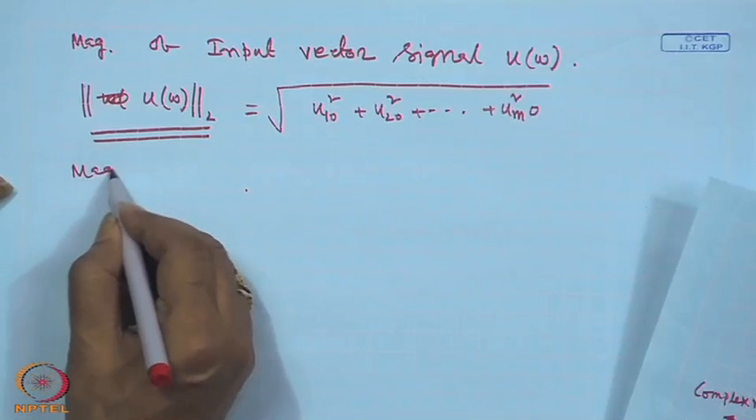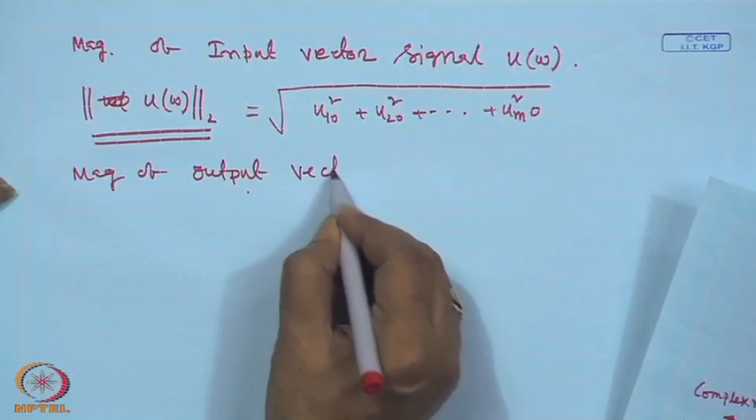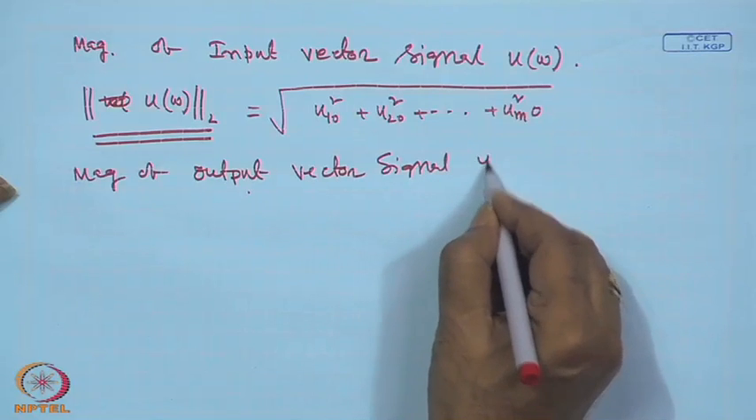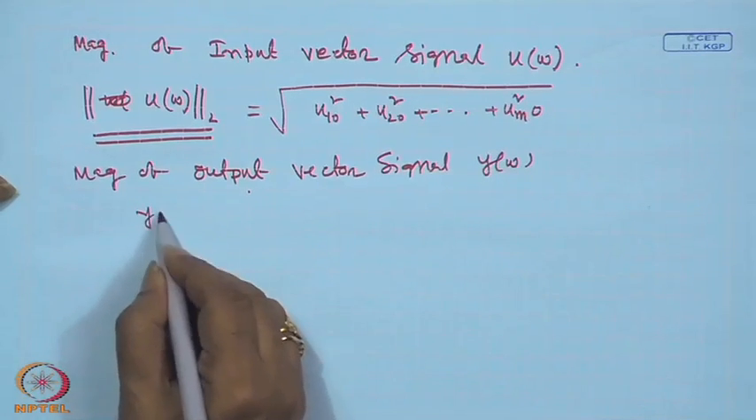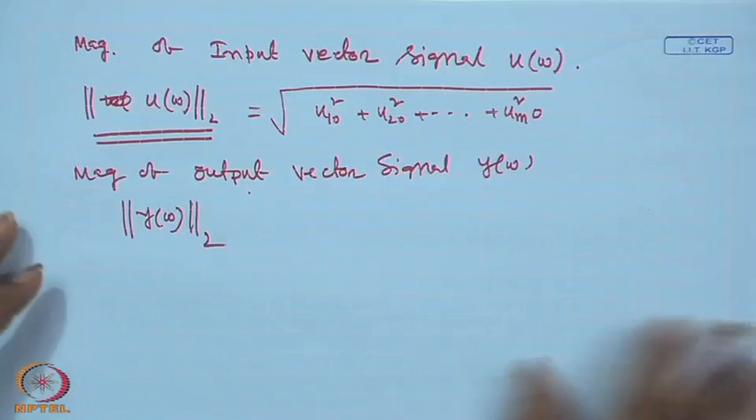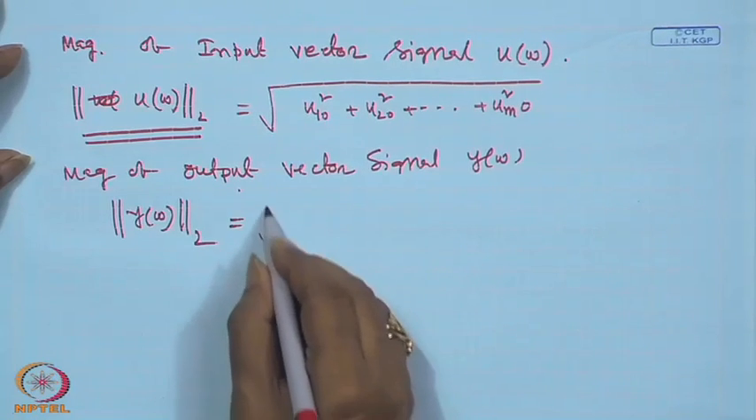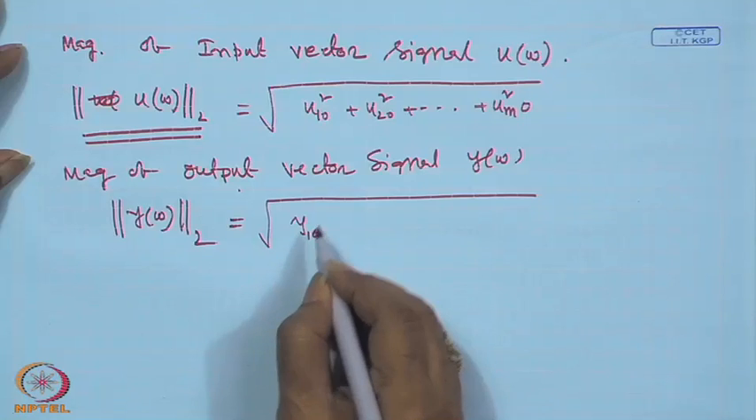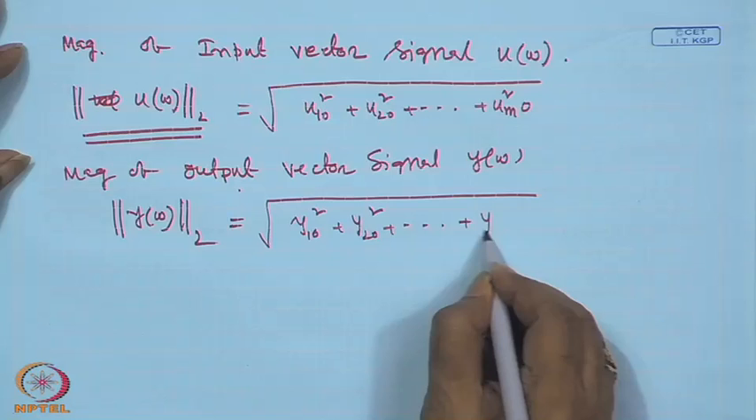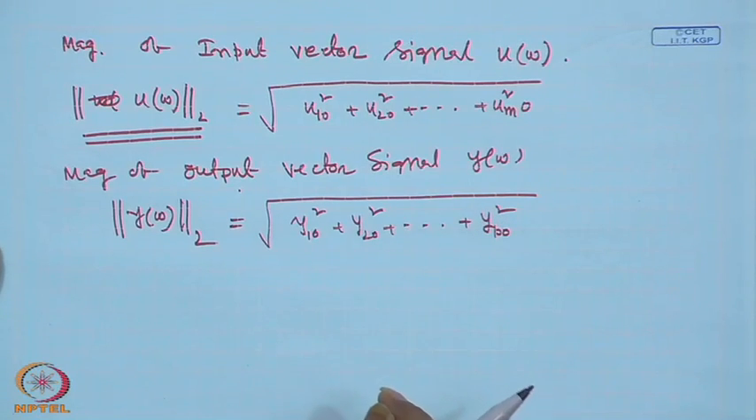Similarly, the magnitude of the output vector signal y of w is the Euclidean norm of y of w, which is equal to the square root of y10 square plus y20 square plus ... yp0 square. Agree?